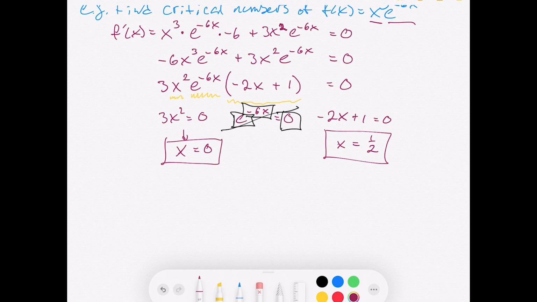Regardless, stay organized on this stuff. Don't forget your algebra skills. The product of any number of things being equal to 0 requires you to take each one of the different factors and set them equal to 0. Your critical numbers are where the first derivative is equal to 0.